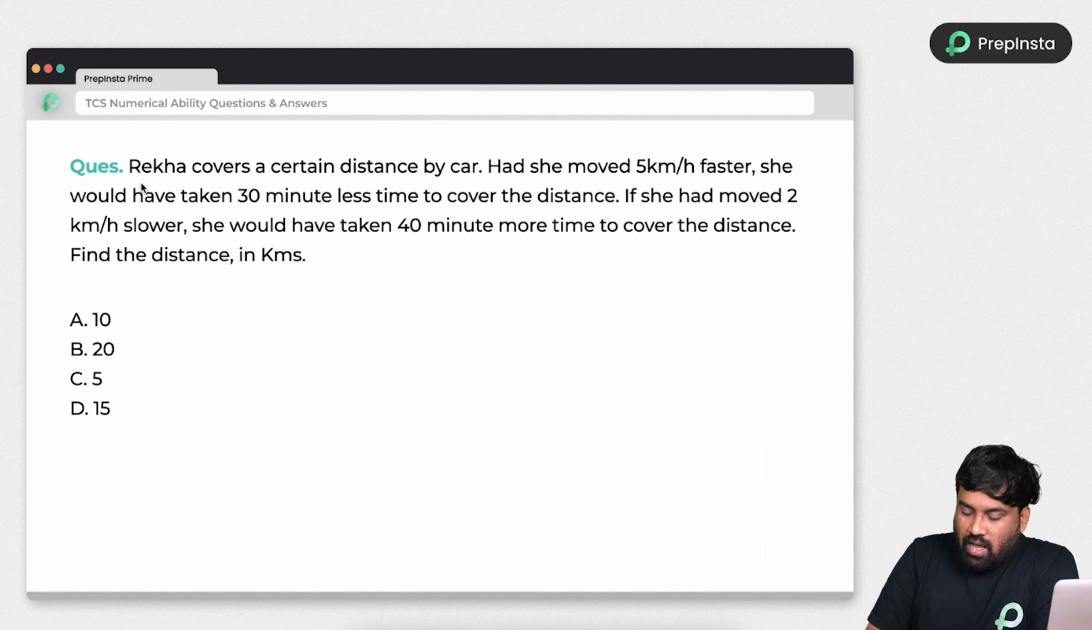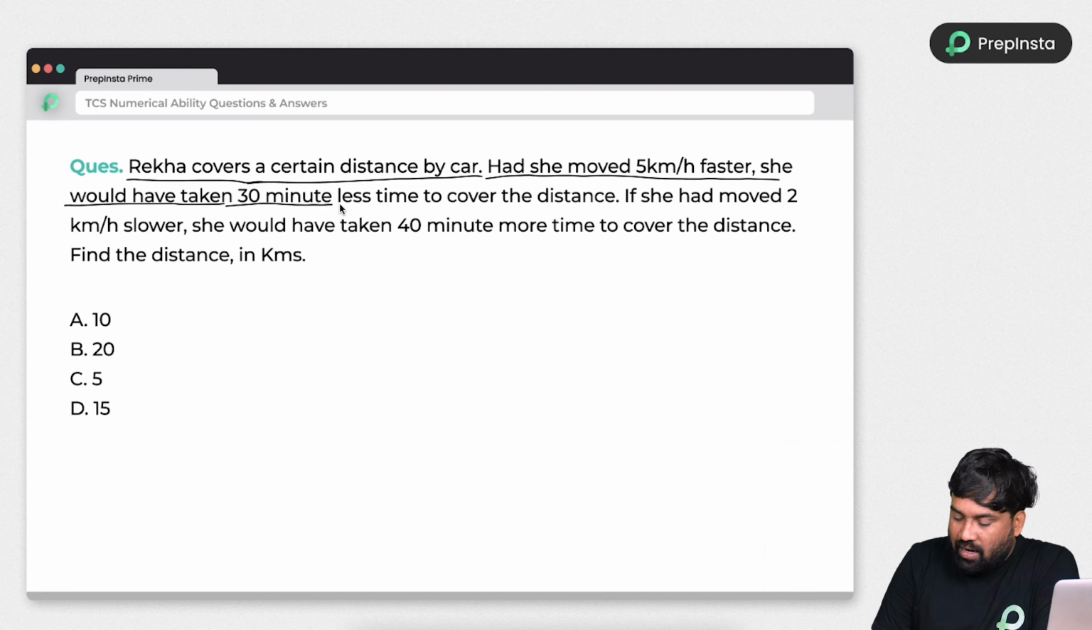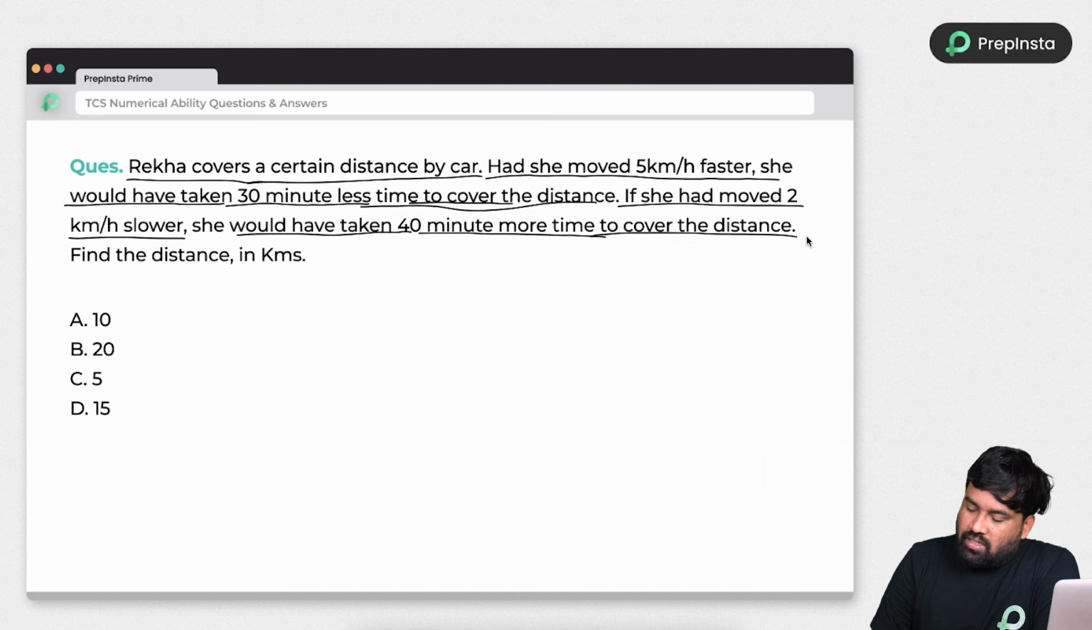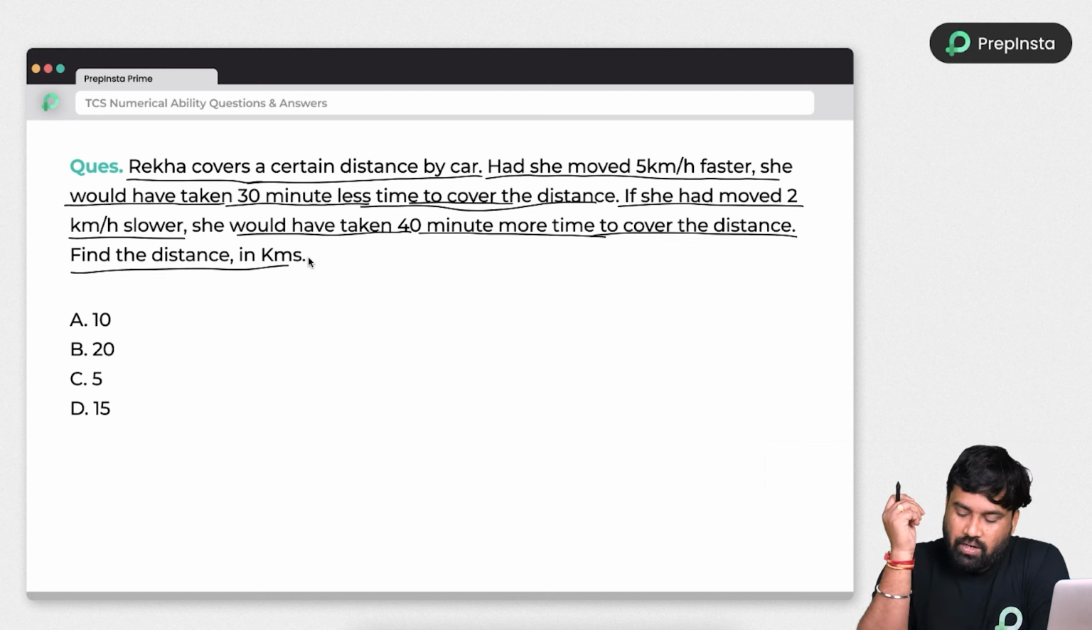Just look here, guys. Raka covers a certain distance by car. Had she moved 5 kilometers faster, she would have taken 30 minutes less time to cover the distance. If she had moved 2 kilometers slower, she would have taken 40 minutes more time to cover the distance. Find the distance in kilometers.